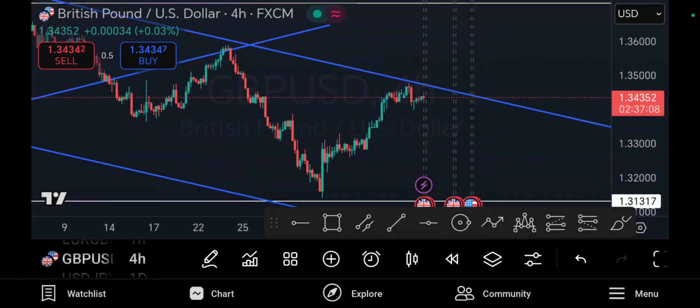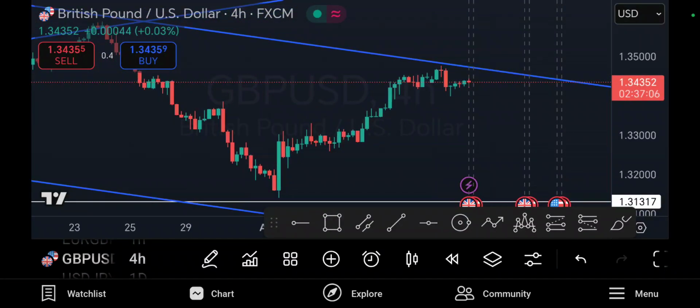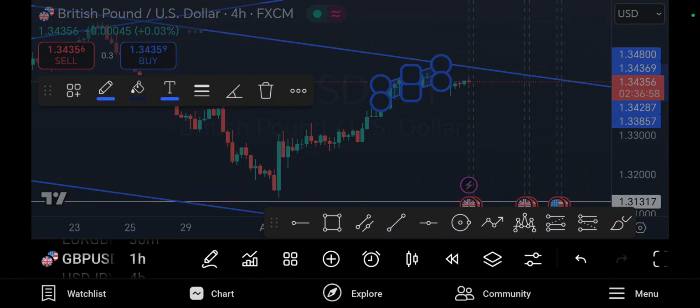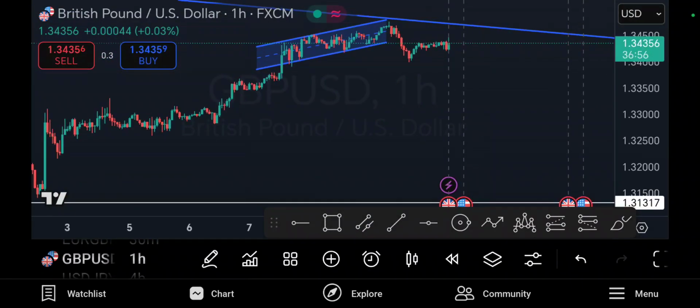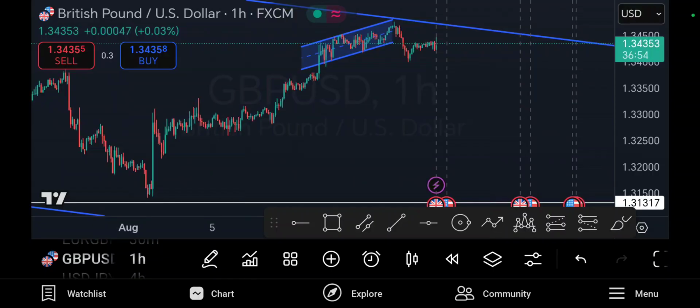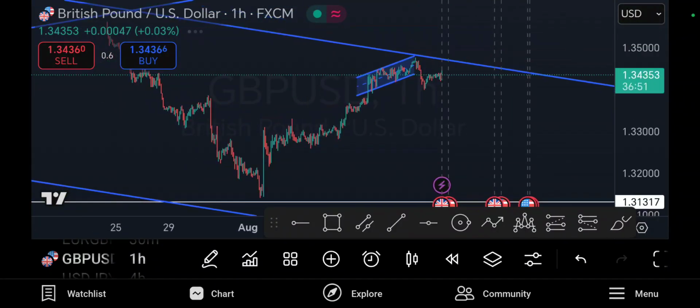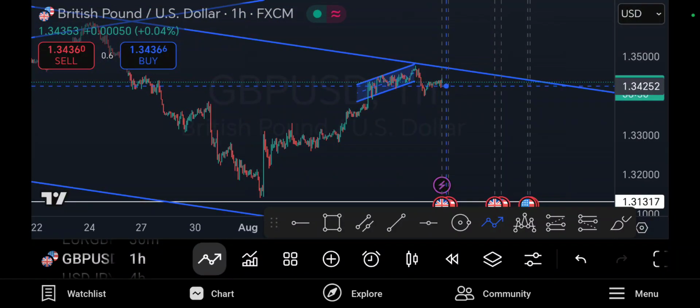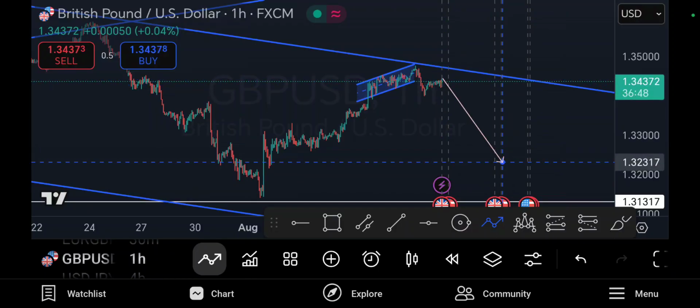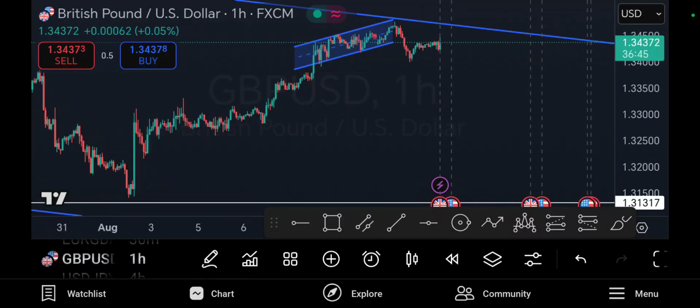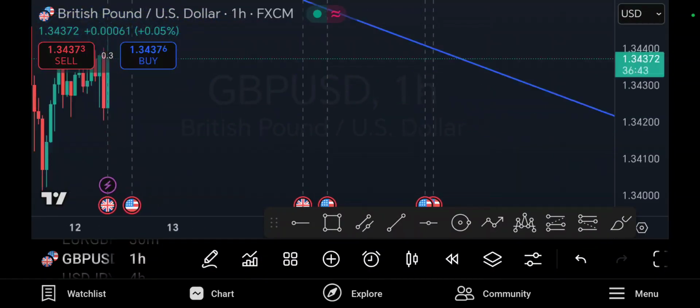That's about it, because already on the 4 hour I'm seeing that there's this pattern formation as well. If we go further down, you see it's already retesting, so we are expecting sells pushing to the downside. I'll be taking the sells pushing to the downside.